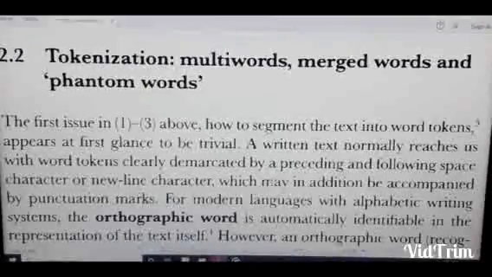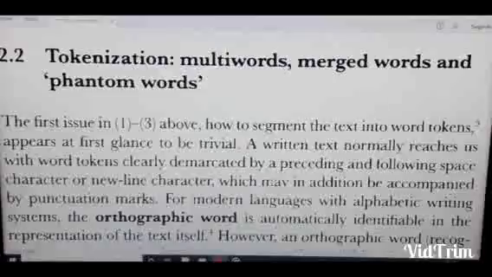to be trivial. A written text normally reaches us with word tokens clearly demarcated by a preceding or following space character or a new line character, which may in addition be accompanied by punctuation marks. For modern languages with alphabetic writing systems, the orthographic word is automatically identifiable in the representation of the text itself.